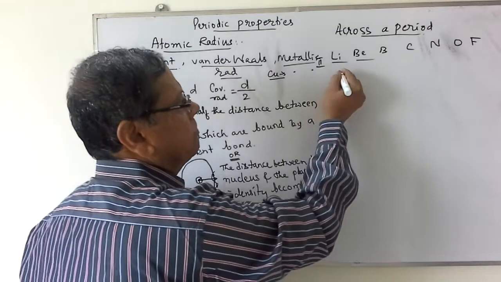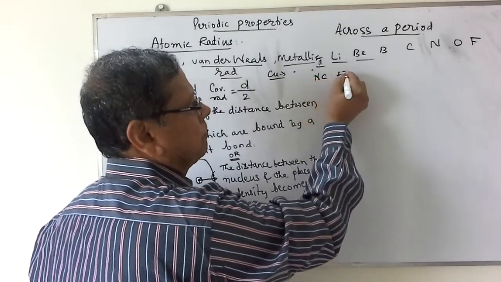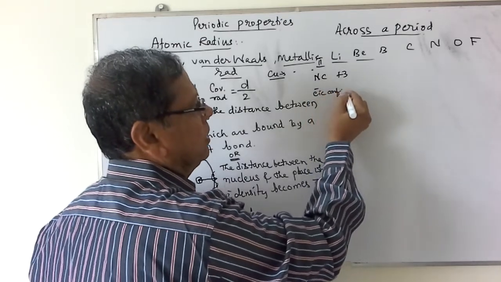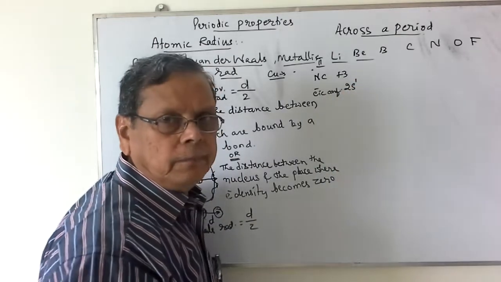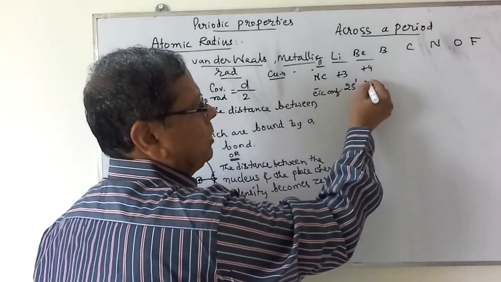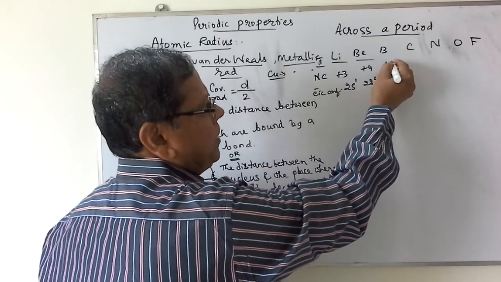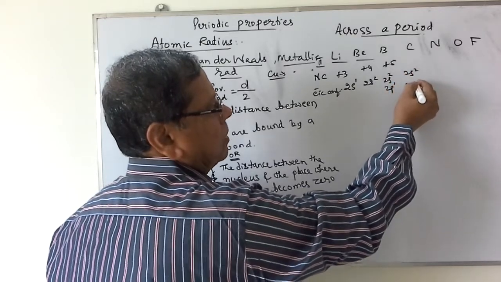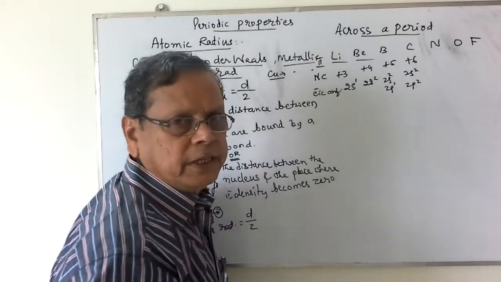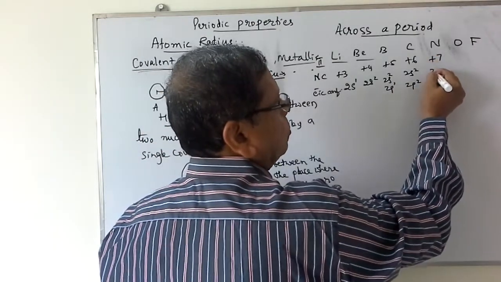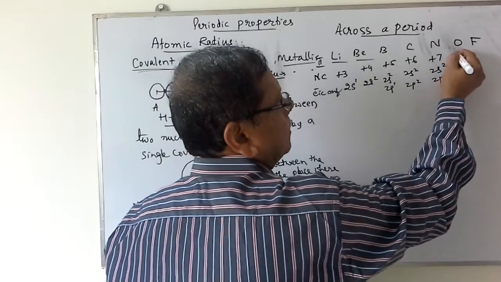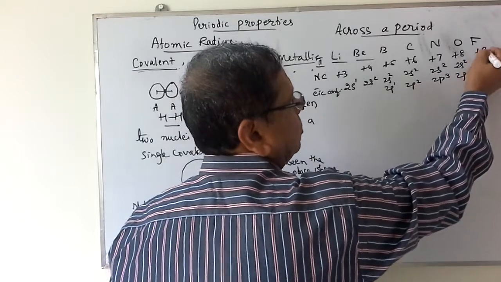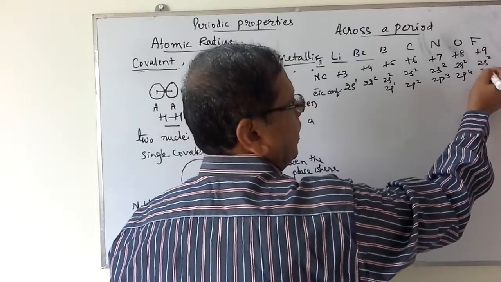When we consider lithium, its nuclear charge is +3. But if you look into the electronic configuration, it is 2s1. Beryllium +4, 2s2. Boron +5, 2s2, 2p1. Carbon, 2s2, 2p2 with a nuclear charge +6. Nitrogen +7, 2s2, 2p3. Oxygen +8, 2s2, 2p4. Fluorine, nuclear charge is +9, 2s2, 2p5.